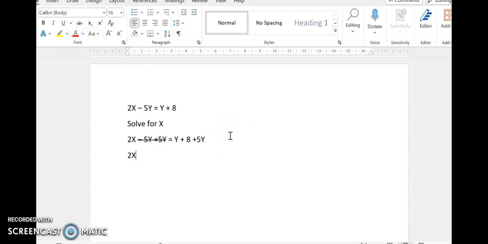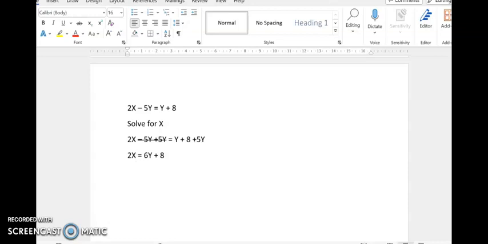Okay, bring it down. We've got 2x left on that side. Okay, so we've got a y plus 8 plus 5y. So if we group the y's together, we've got y plus 5y. That gives us 6 y's. 6y plus 8. Okay, we're getting closer. So now we need to divide by 2, right? 2x, we need to divide by 2. But whatever we do on one side, we have to do on the other. So we have to divide everything on both sides by the 2.